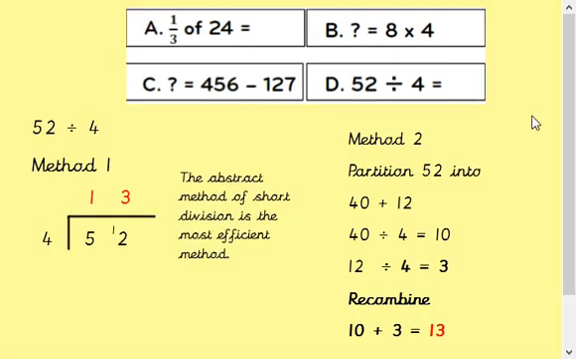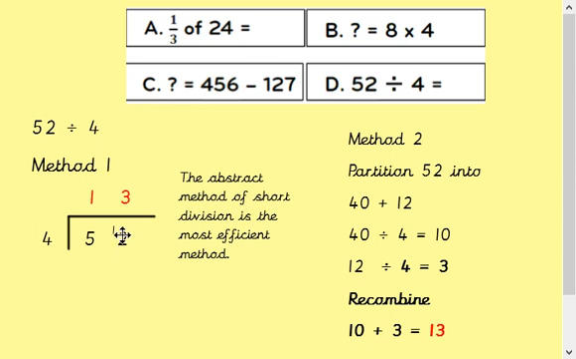Final question this morning is 52 divided by 4. This is asking us how many 4s there are in 52. So the first thing I would do, if I was using method 1 here, it's the abstract method of short division, or bus stop is the other name that we call it. I need to line all the columns up properly, draw my bus stop in, and then be ready to go. So the first thing I would say is, how many 4s can I get to go into 5? Well, we know that we can get 1 4 out of 5 into 5, and then we have 1 left over.